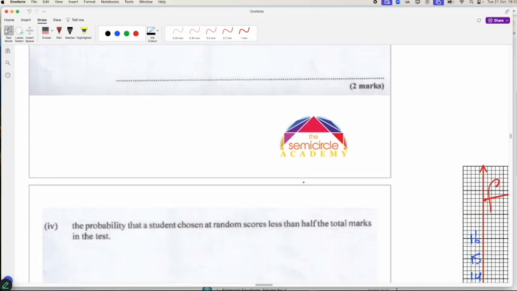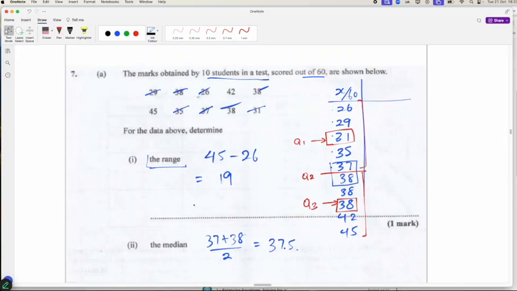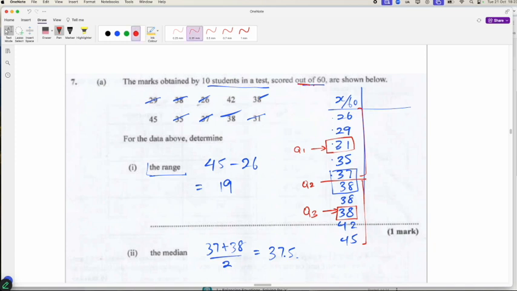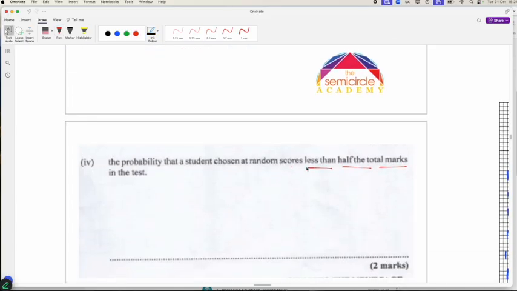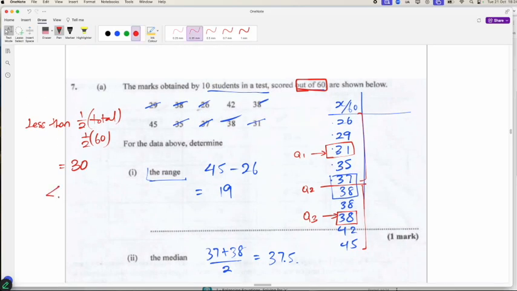Okay. Right. And I think we have here the probability that a student chosen at random scores less than half the total marks in the test. So the total marks in the test is 60. The probability, so we want less than half the total. If the total is 60, half the total is 30. They didn't say less than or equal to it, they say less than half. So I want less than 30.